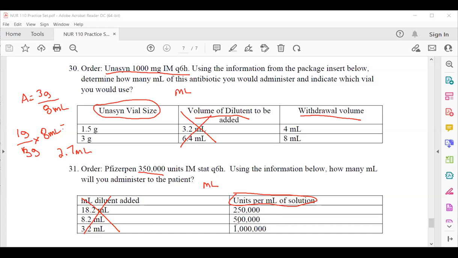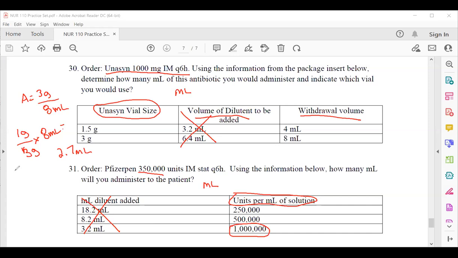Or sometimes, usually when this question gets asked, it'll tell you to choose the strongest concentration. To choose the strongest concentration, we look at the three concentrations: 250,000, 500,000, 1 million. 1 million is the strongest, because it is greater than 500,000 and also greater than 250,000. So we would use this as our available quantity when we make our calculation.